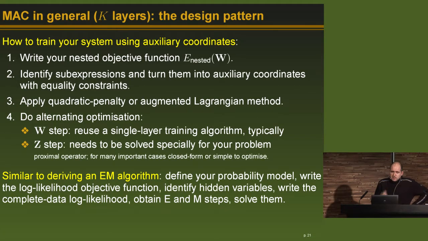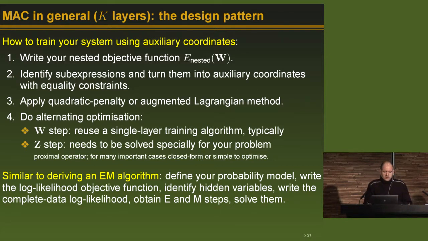If you want to design your own algorithm for a nested problem that you have, here is the design pattern. You write the nested objective function, identify sub-expressions, turn them into auxiliary coordinates with equality constraints, apply the quadratic penalty or augmented Lagrangian, and do alternating optimization.